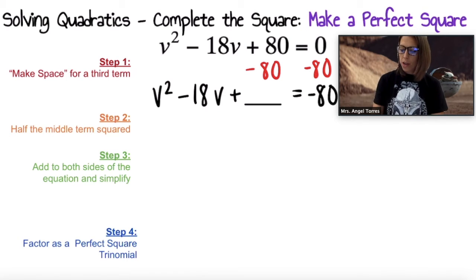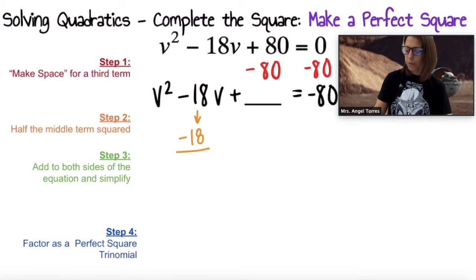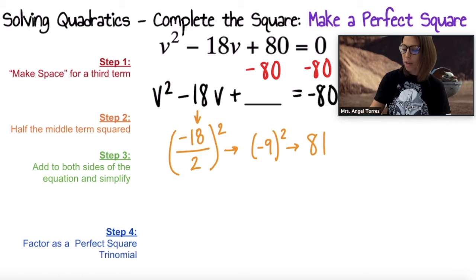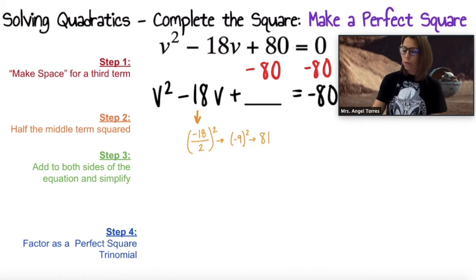Now we need to figure out what new term we are going to put in there. So take half of that coefficient of the middle term and square it. Half of 18 is negative 9, and negative 9 squared is positive 81. That's going to be our new third term. So here's our new function.